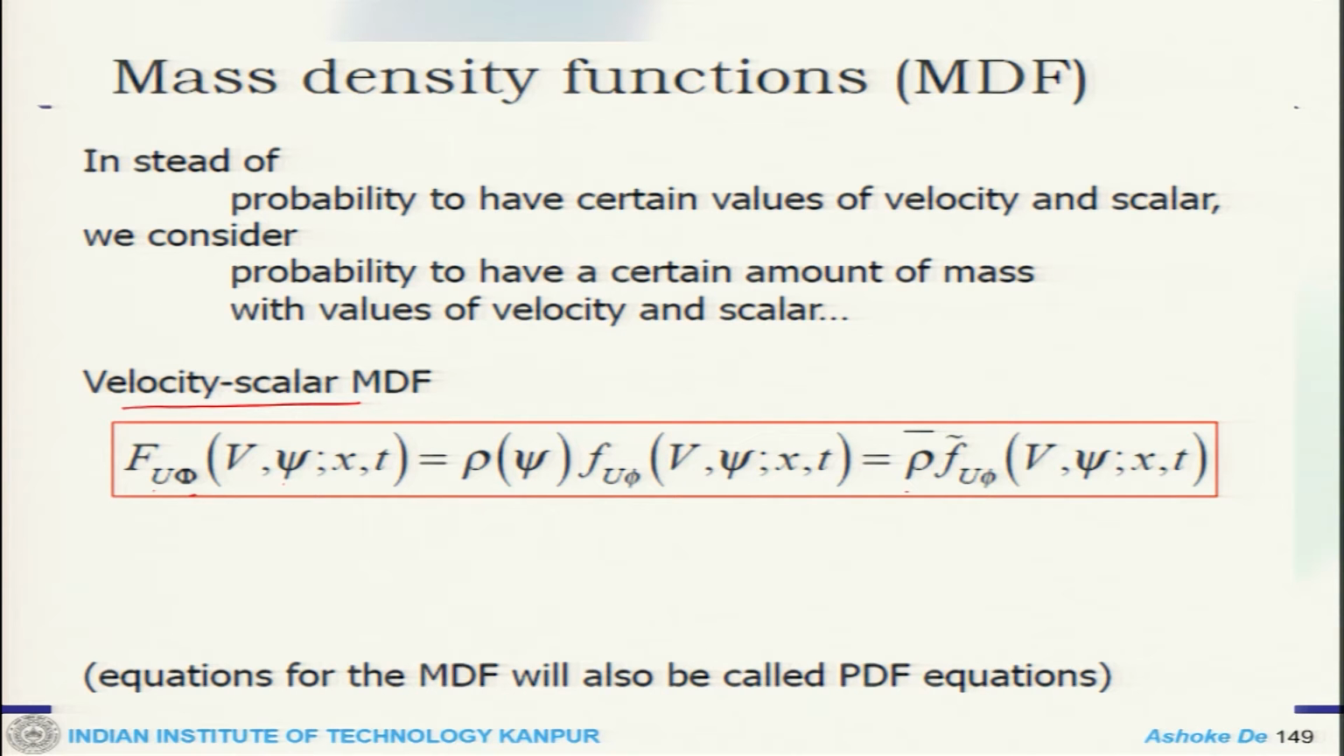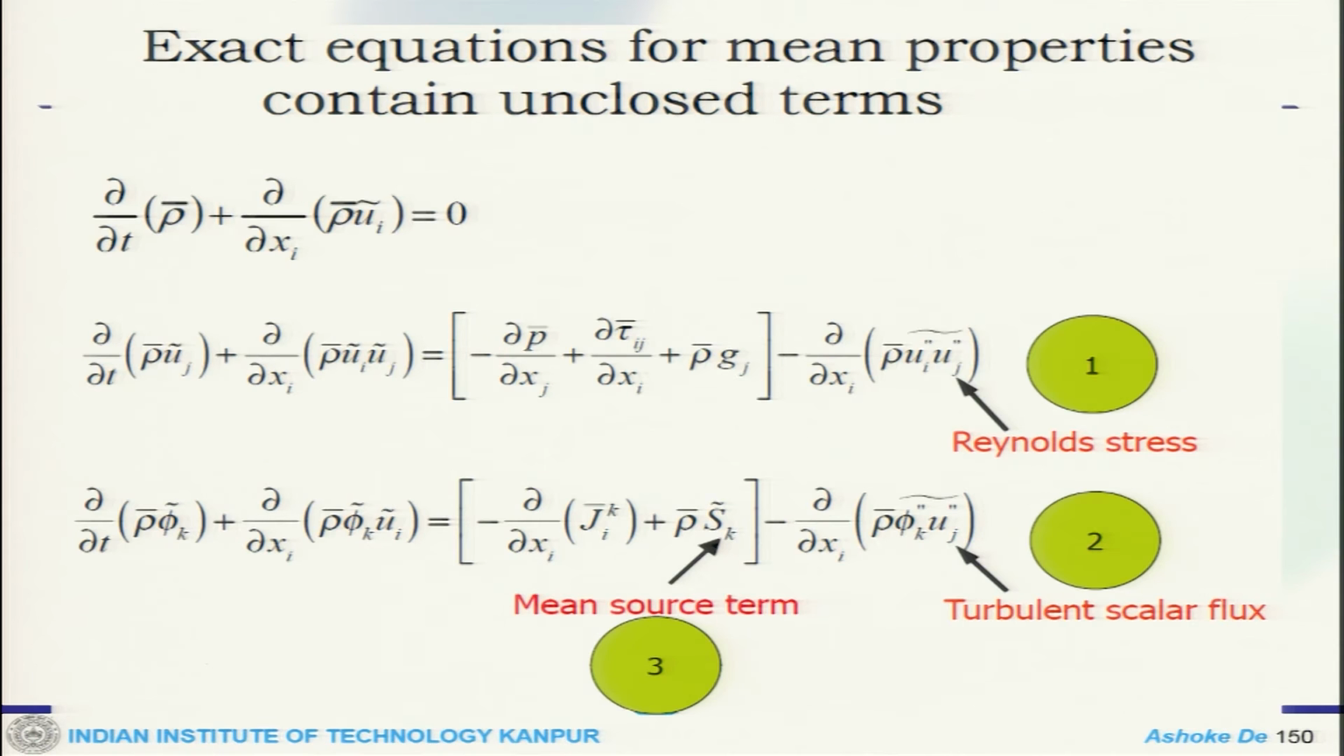The equation of this MDF would be also a similar transport equation to the PDF. Now, when you come to the exact equation of these mean properties, which contains the unclosed terms, this is again density averaged quantities.